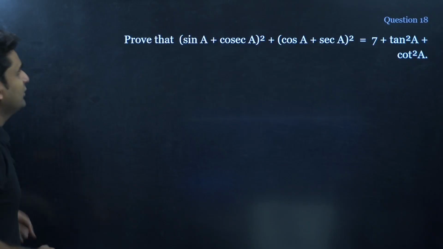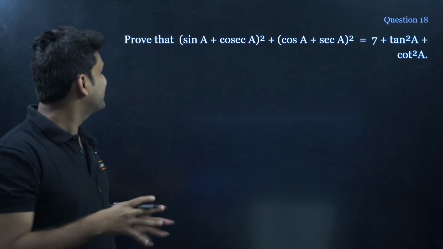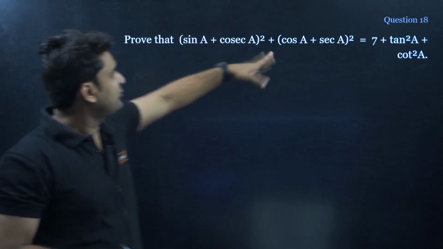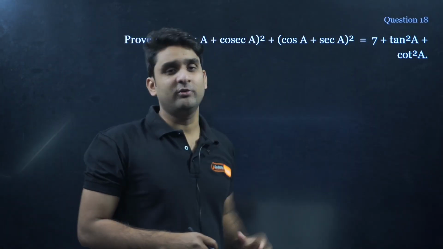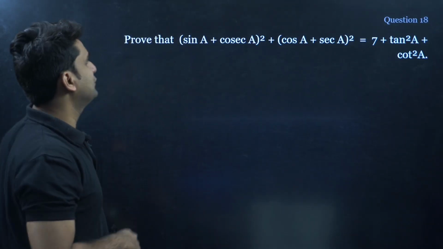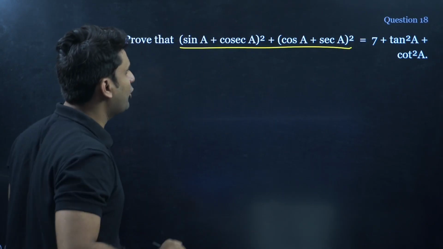Moving ahead, question number 18 for you all. What is this question? Sin A plus cosec A whole square plus cos A plus sec A whole square should be equal to 7 plus tan square A plus cot square A. Very good. So we have this RHS, so let's operate with LHS.